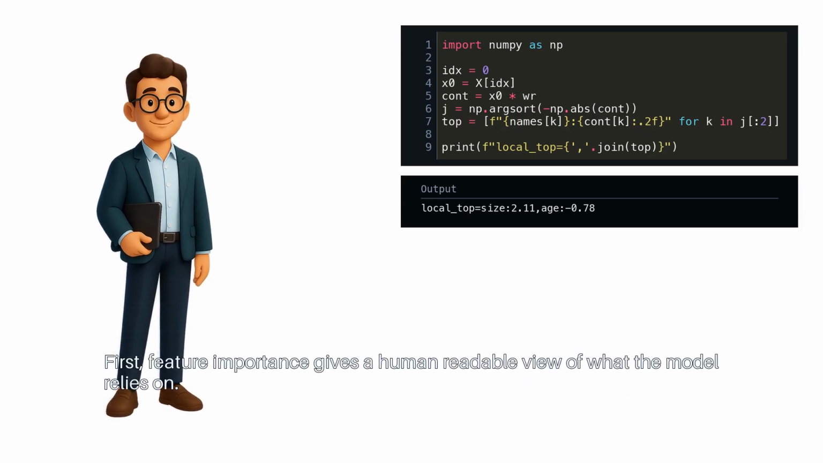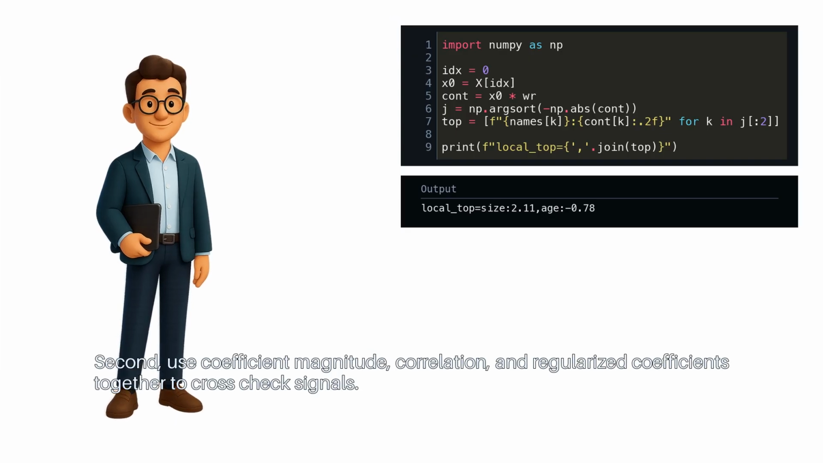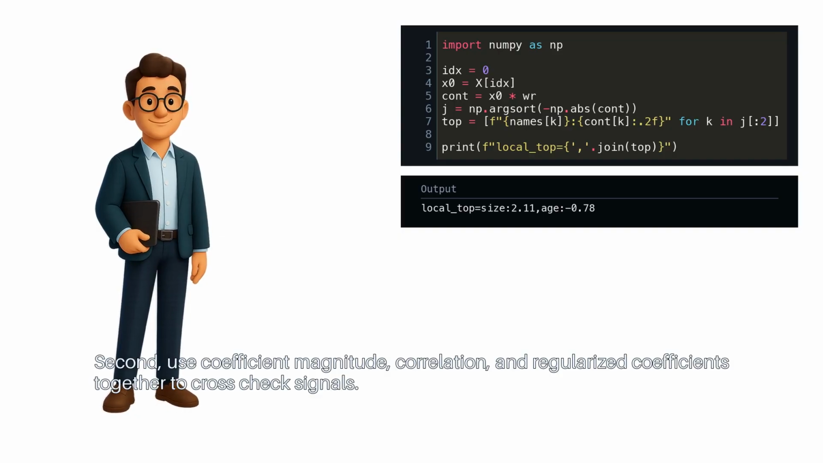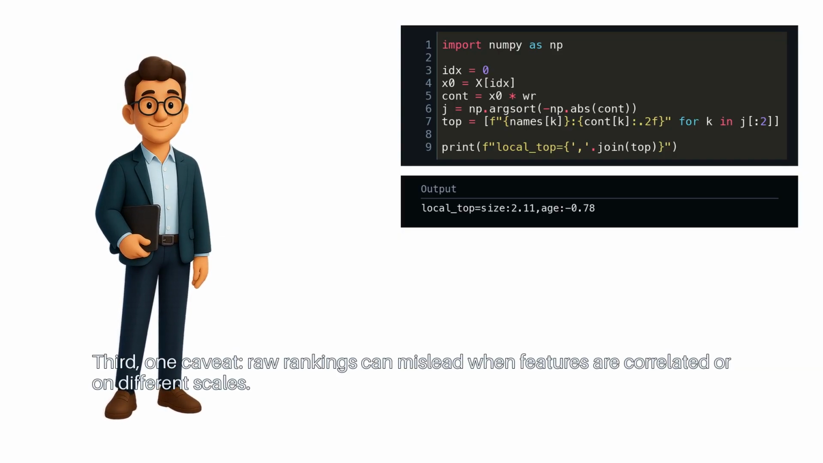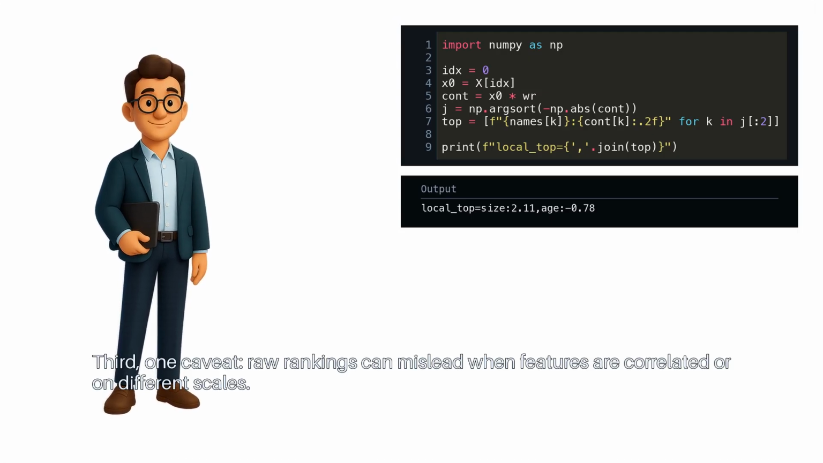Recap. First, feature importance gives a human-readable view of what the model relies on. Second, use coefficient magnitude, correlation, and regularized coefficients together to cross-check signals. Third, one caveat. Raw rankings can mislead when features are correlated or on different scales.